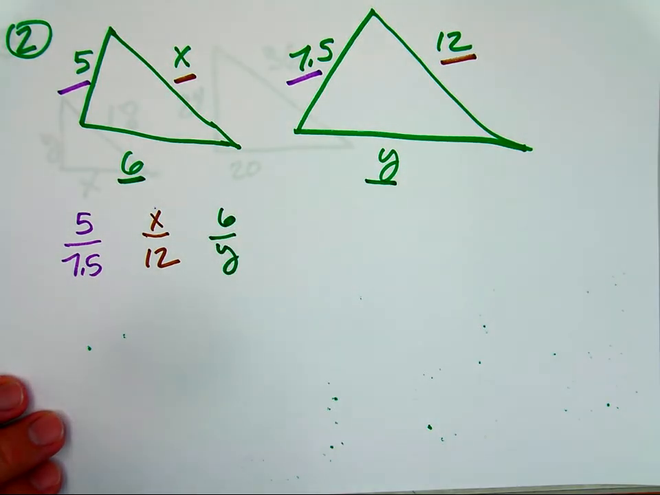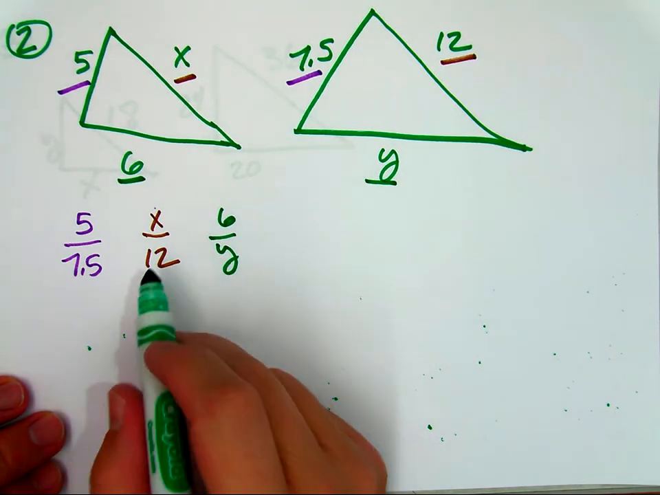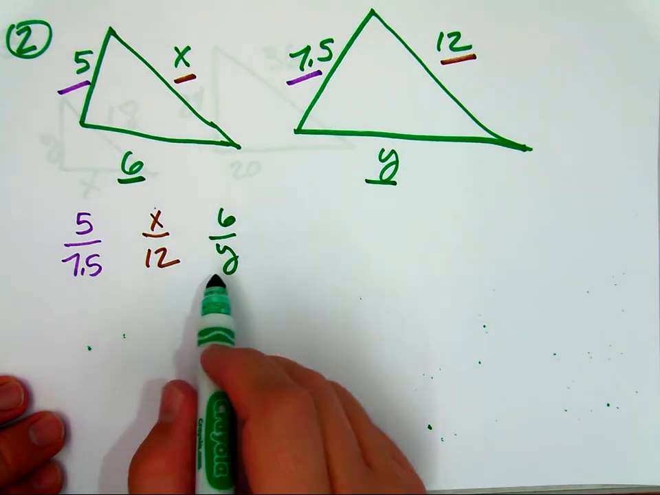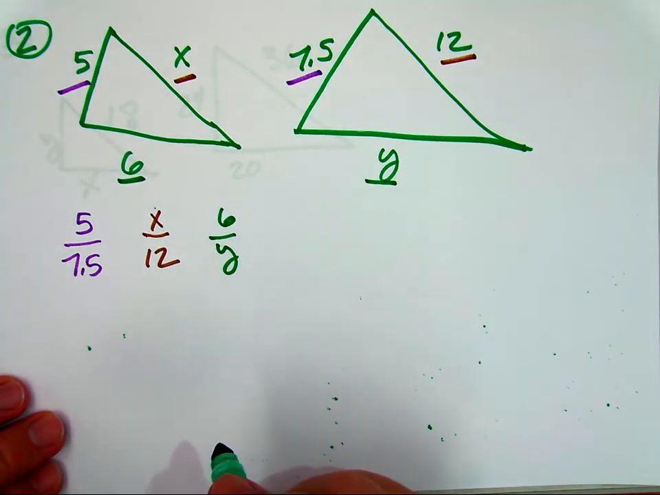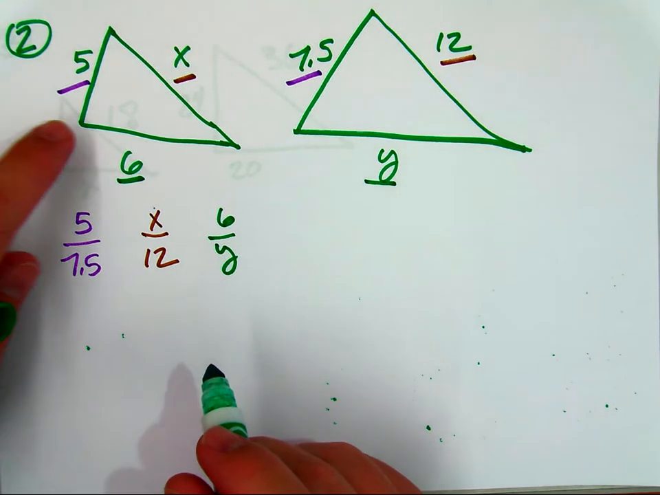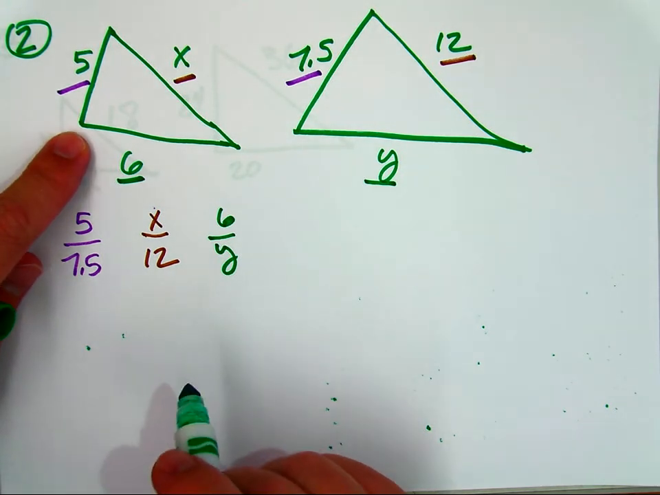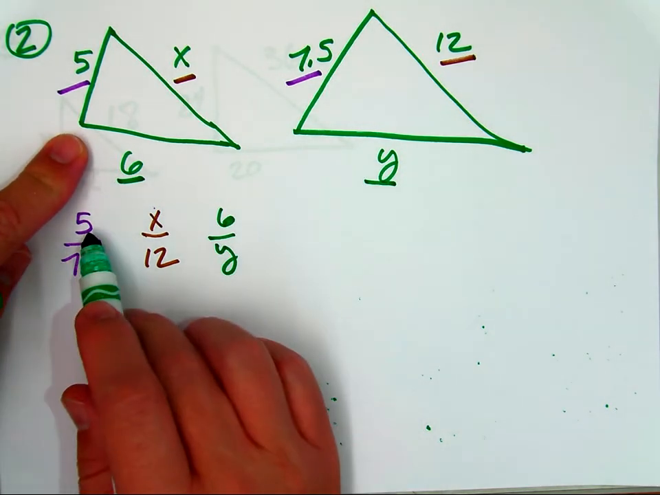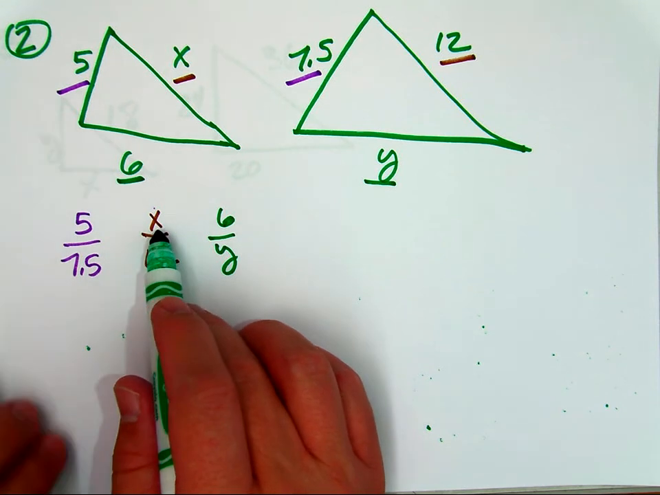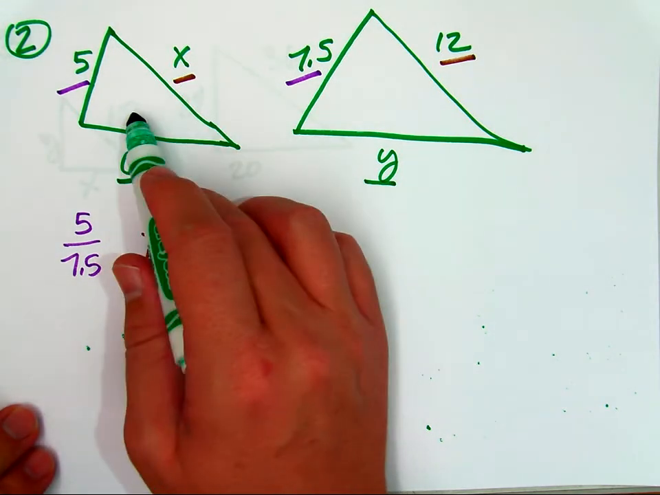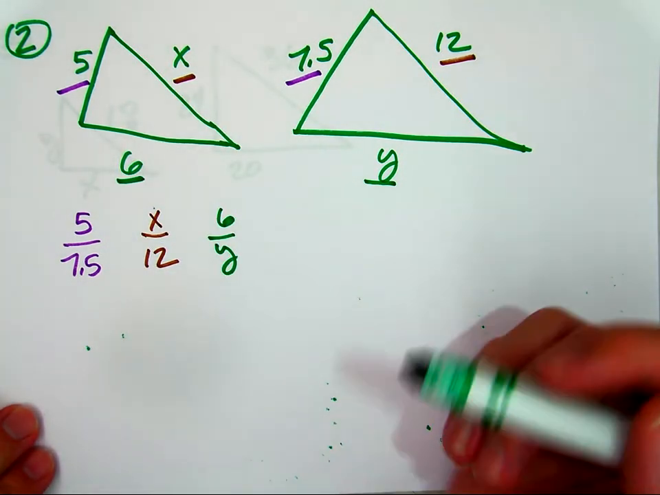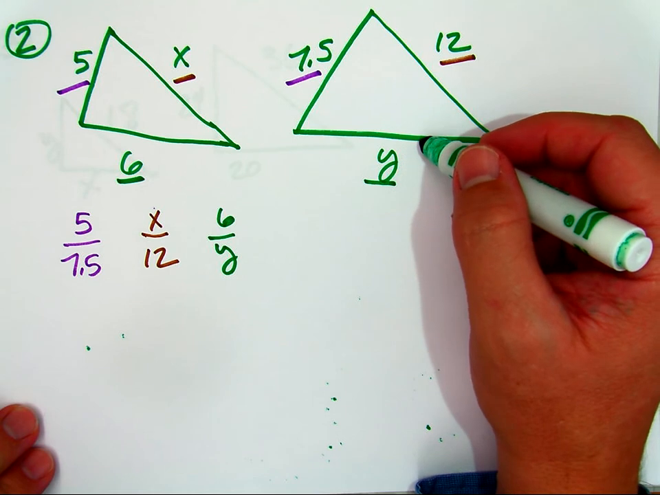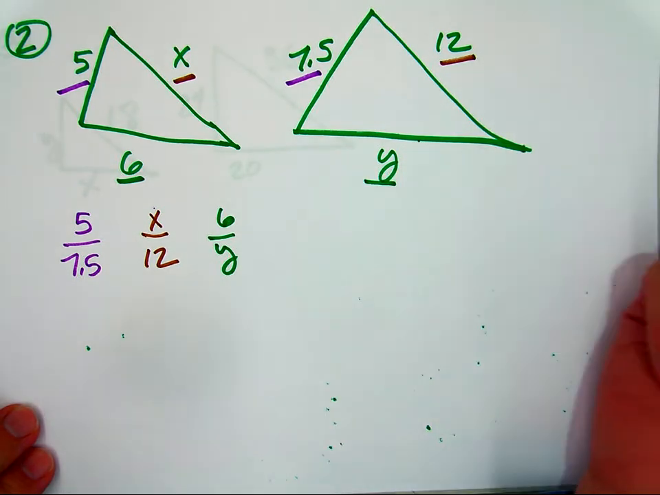Something important to make note of is sometimes your variable will be on the top, sometimes it'll be on the bottom. It all depends on which triangle we're in. If I always list my left-hand triangle on the top, then I do that whether it's a variable or a number. The x was in the left triangle, so that's why it was on top. The y in this case was on the right triangle, so that's why it was on the bottom.